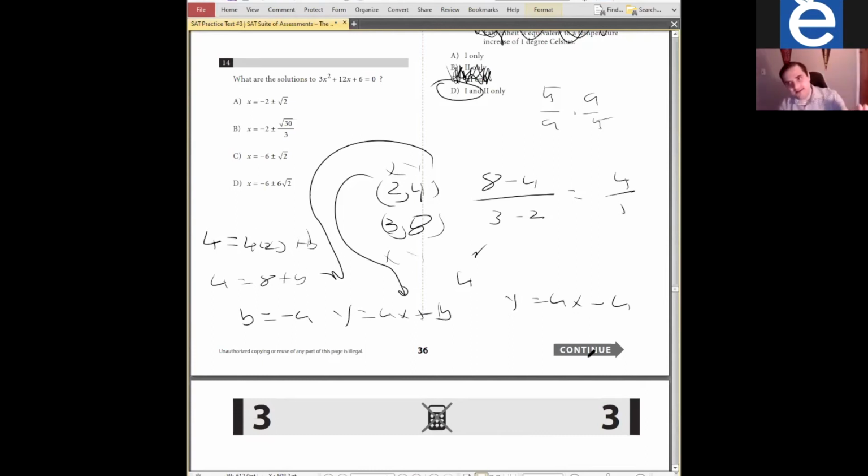Get some data points, find the slope. I put it in this form so I don't do something sloppy. I put it into this form. I plug a point back in. That spits out my B value, and that is how I get my line.